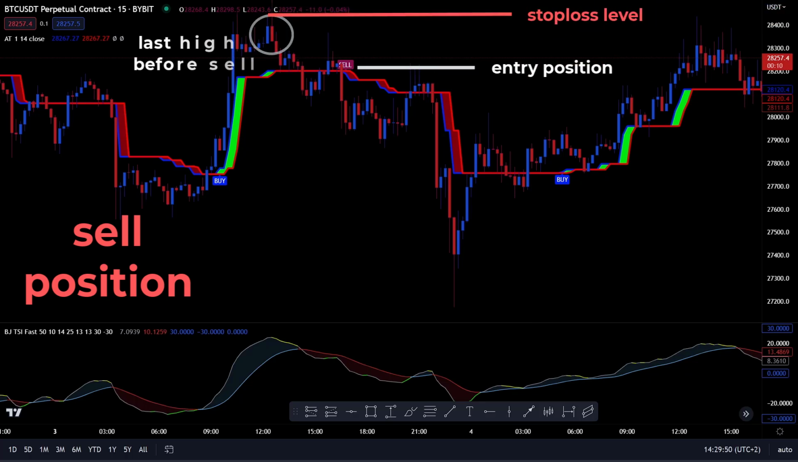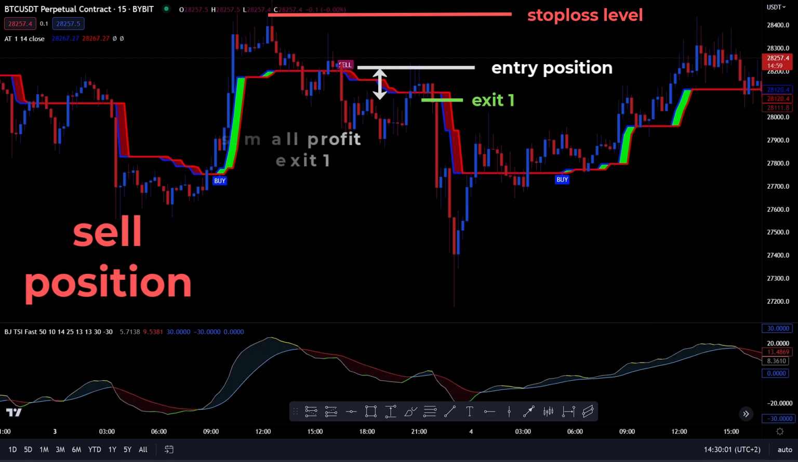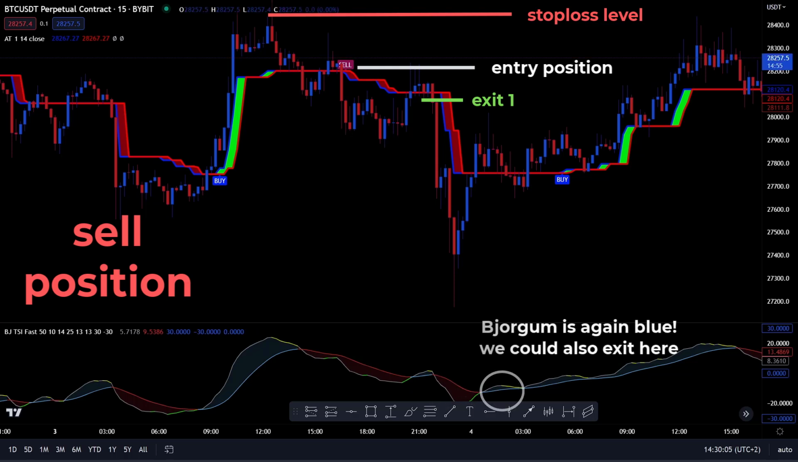We then wait for an exit. Again, we can exit 2 ways. Option 1 comes first into play because our Bjorgum line has now become blue. Exiting here, however, nets us only a very small profit. We decide to wait some more and see another possible exit point a little bit further.